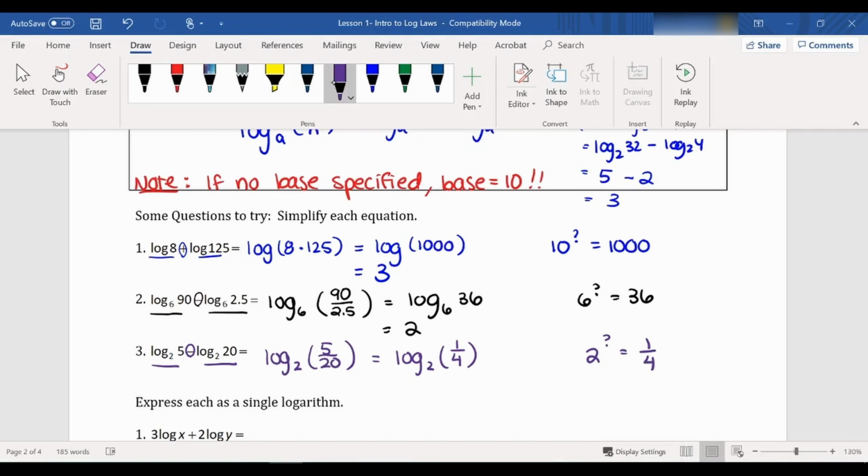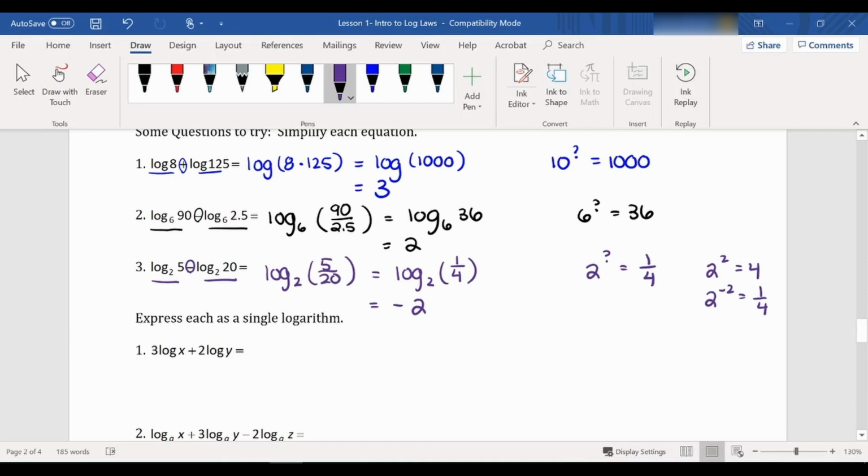Again, we know that if we have a number on the bottom of a fraction, like this, it is a negative exponent. So 2 squared is 4, which means 2 to the negative 2 is 1 over 4. So this is equal to negative 2. If you do not have negative exponents fresh in your mind, if you don't remember that those are essentially a reciprocal, I would suggest that you maybe go back and review that.